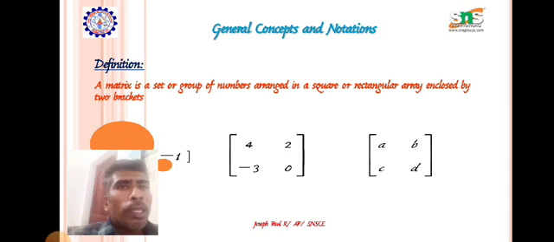Here we are saying a matrix is a rectangular arrangement of elements. The definition of the matrix: a matrix is a set or a group of numbers arranged in a square or a rectangular array enclosed by closed brackets. The example is given for a square matrix of 2 by 2: 4, 2, minus 3, 0, and it can also be in an alphabetic matrix format.